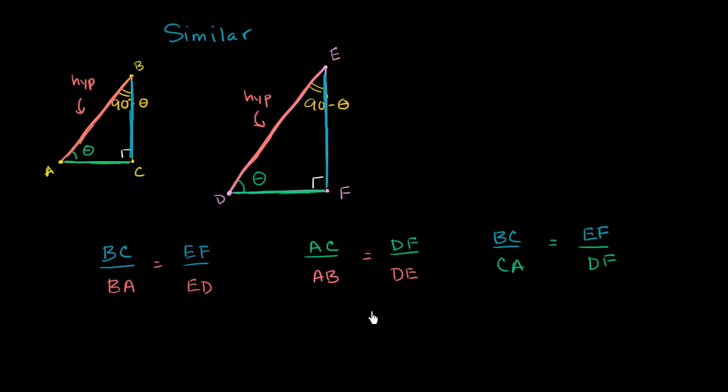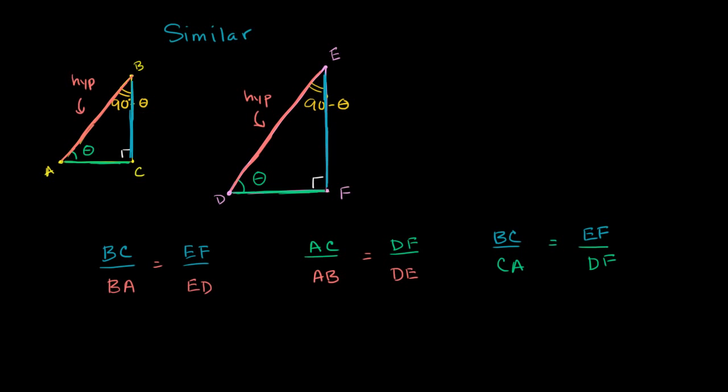And we got all of this from the fact that these are similar triangles. So if this is true for all similar triangles, or if this is true for any right triangle that has an angle theta, then those two triangles are going to be similar, and all of these ratios are going to be the same. Well, maybe we can give names to these ratios relative to the angle theta.